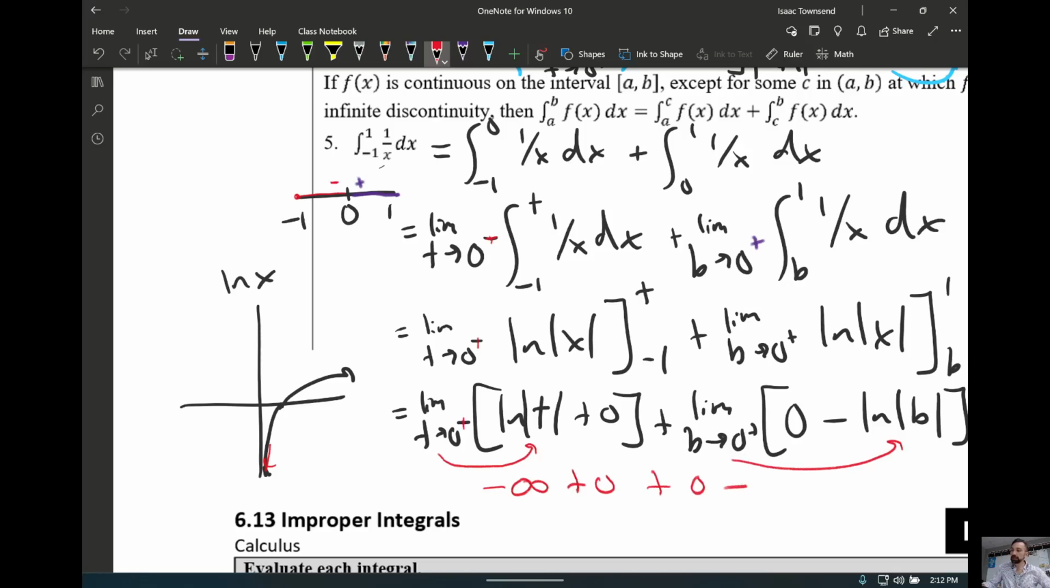If I try to plug in 0 here, this doesn't make sense, but 0 from the right is the exact same thing. 0 from the right is approaching -infinity. So all of that cancels out, and we end up with 0. You do need to be careful trying to combine infinity and -infinity. Those don't necessarily go to 0, but they do in this case.